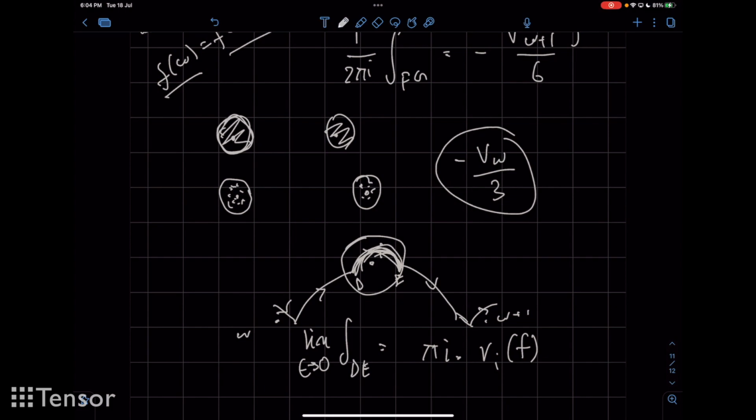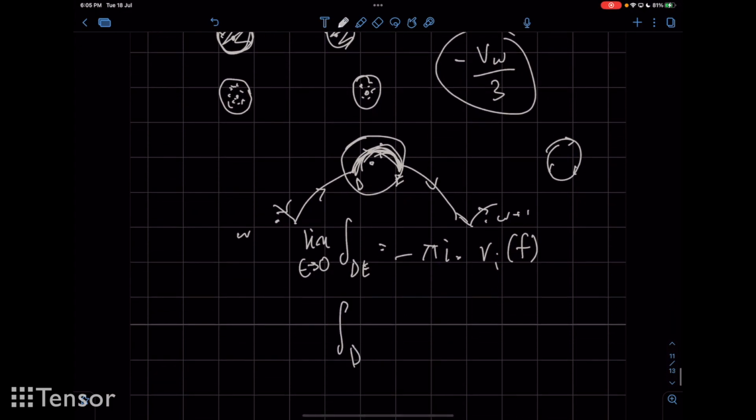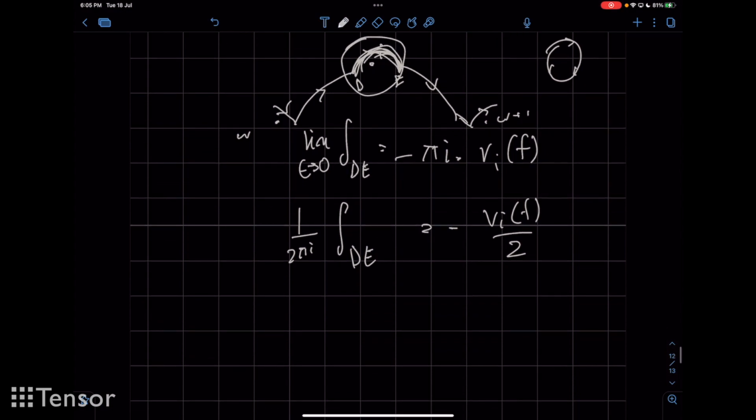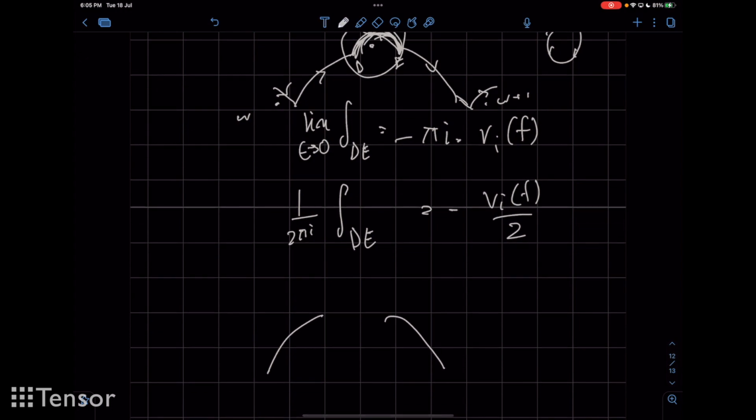Yeah, I was about to ask that. So what should be the sign, plus or minus? Although it's a part of a contour that is oriented counterclockwise, if we complete the circle, that circle is oriented clockwise. So that's why we have a minus sign. And again, if we divide it by 2 pi i, we get v i of f over 2. So we have everything except k over 12, right? And of course, the k over 12 terms, they are coming from this and this.